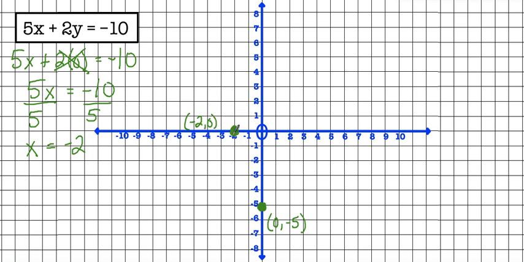Now that I have two coordinates here, I just simply need to draw my line and an arrow at each end. Do not forget your arrow. And that's it. That's how I graph in standard form for this equation.